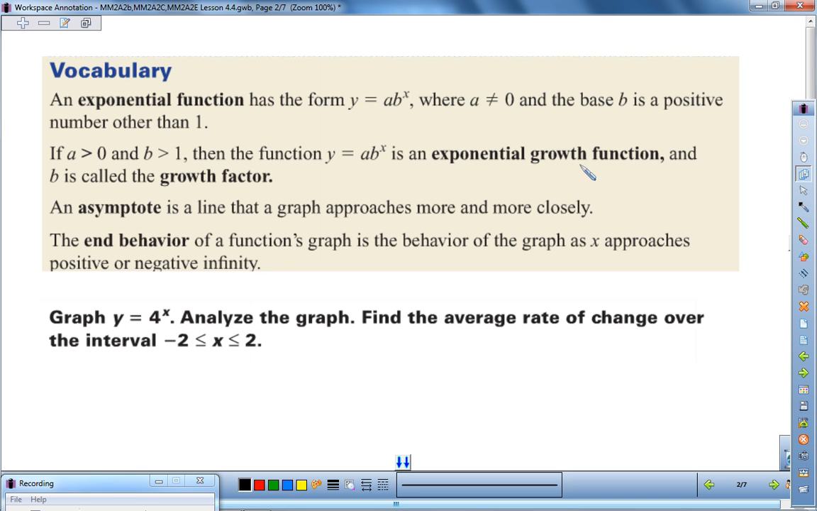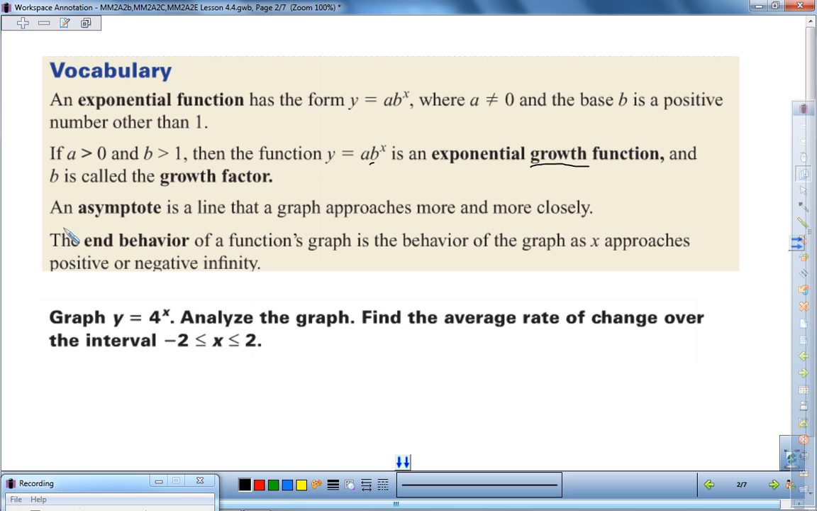Now, in this lesson, we're going to look at growth. In the next lesson, we'll look at decay. But right now, we're going to look at growth. They both have the same basic form like this. But in this case, when you have growth, a has to be larger than 0, and b has to be larger than 1. And then whatever your base is, that's the growth factor.